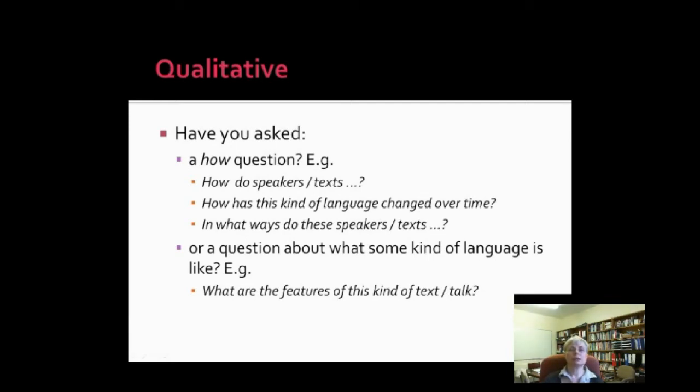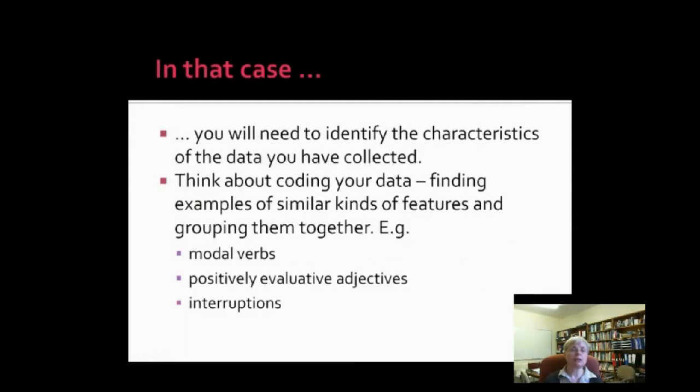And that's a qualitative kind of question, and so once you've got your data, you've got to decide how to come up with some findings about it using a more qualitative approach to analysis. So the sorts of things you'll do is identify the characteristics of the data that you've collected using categories, grouping things together. So you might code your data, you might take all your texts and then look for modal verbs, for example, or positively evaluative adjectives, look for interruptions in spoken data.